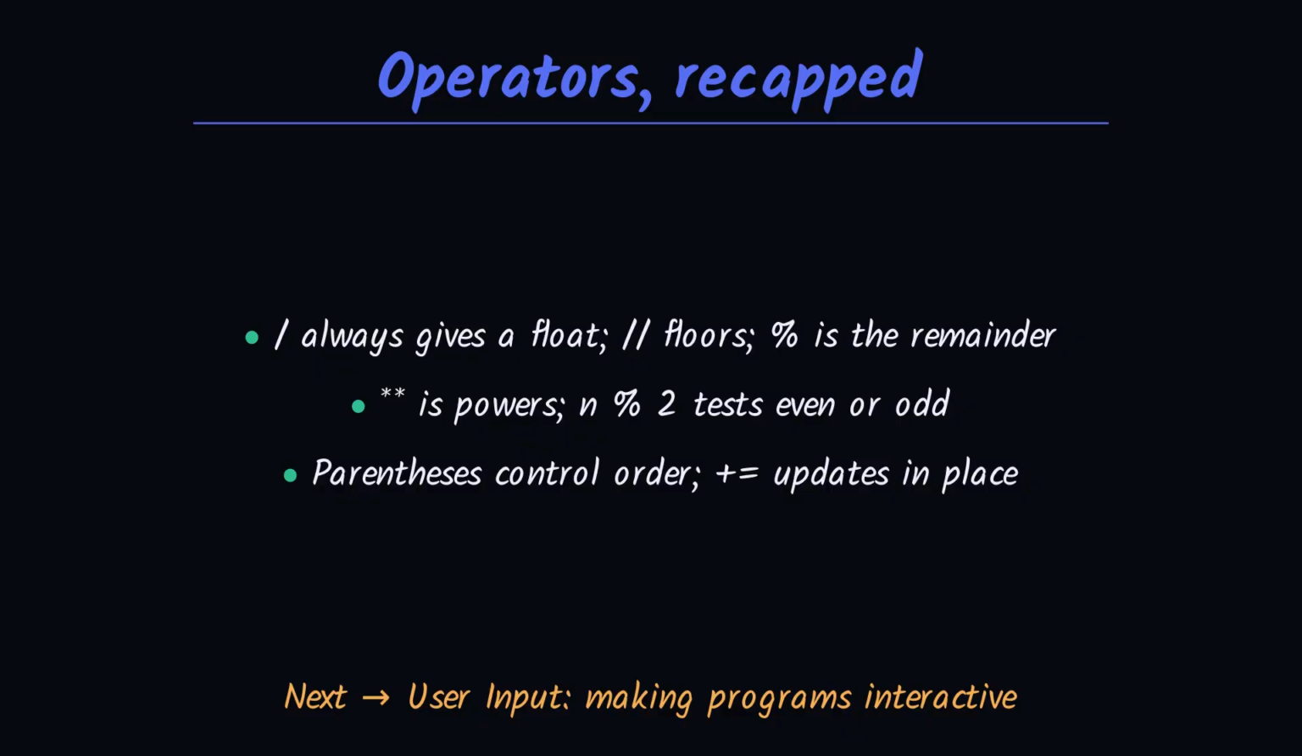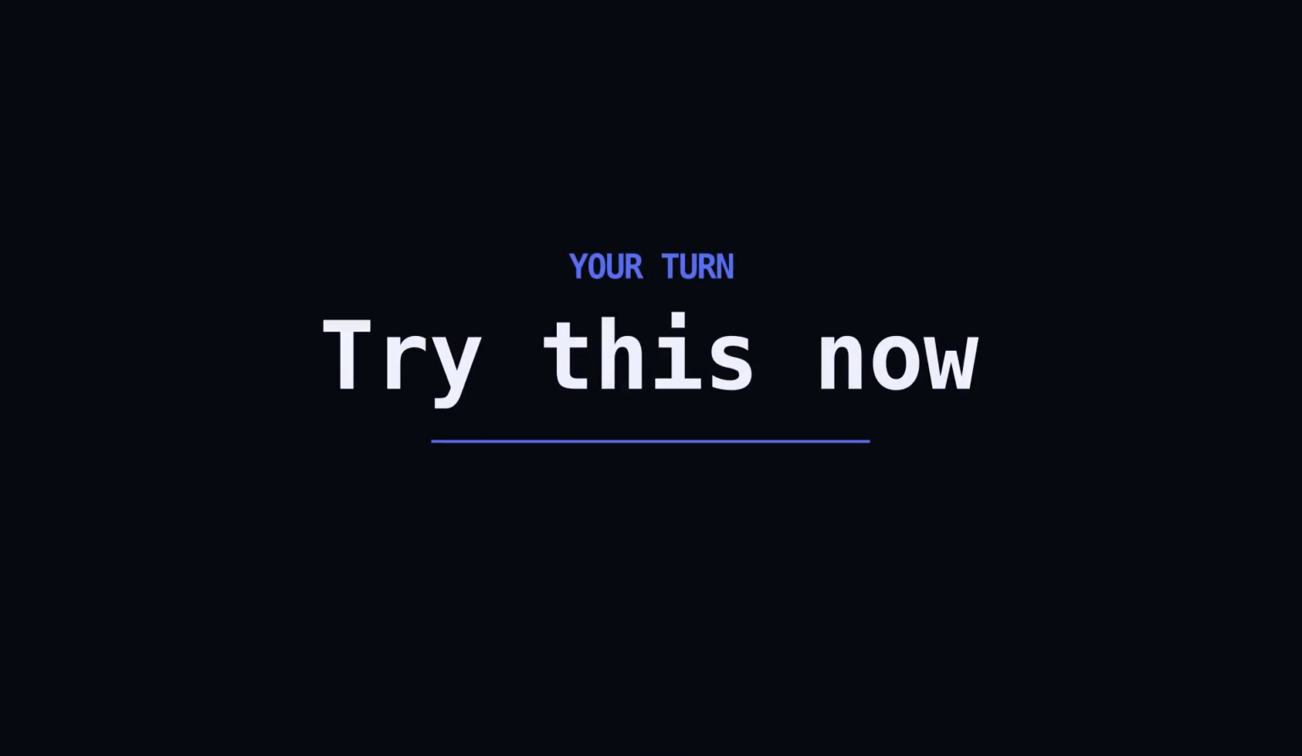The everyday 4 do what you expect, but a single slash always gives a decimal. Double slash floors, percent gives the remainder, and that pair splits any total into whole groups, plus what's left. Double star raises to a power, mod 2 tests even or odd. Parentheses control the order, and plus equals updates a variable in place. That's the full toolbox. Take 200 seconds and use floor division and modulo to print it as minutes and seconds.